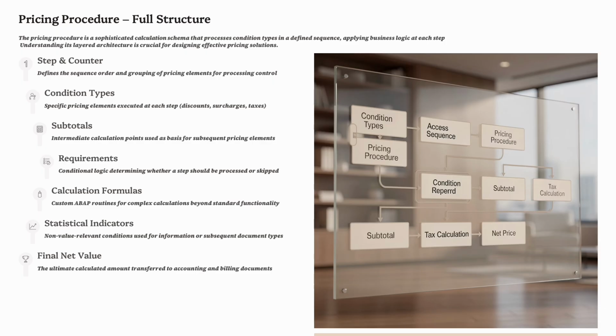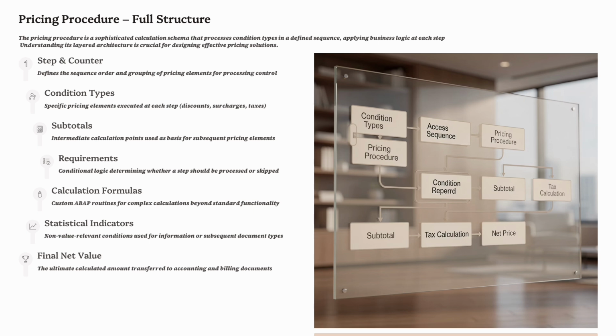2. Condition types. In the procedure, every pricing element appears as a condition type. Some of the most common ones include PR00, base price; K004, material discount; K007, customer discount; KF00, freight; MWST, output tax; VPRS, cost of goods sold; SKTO, cash discount. These condition types behave differently depending on configuration.